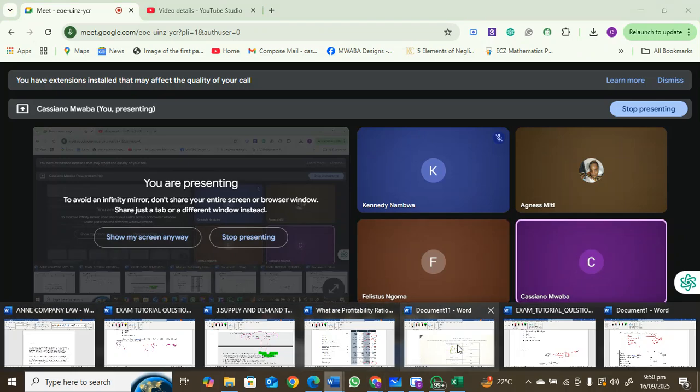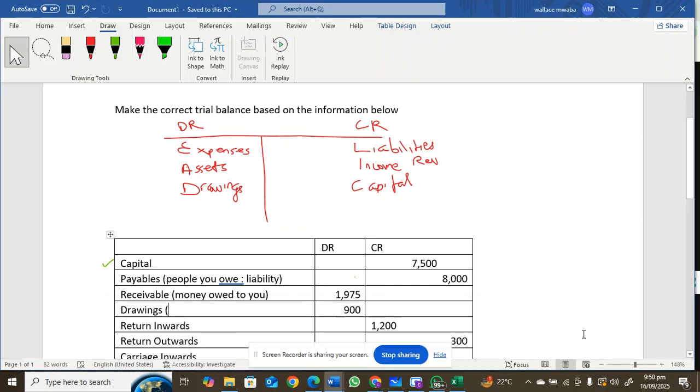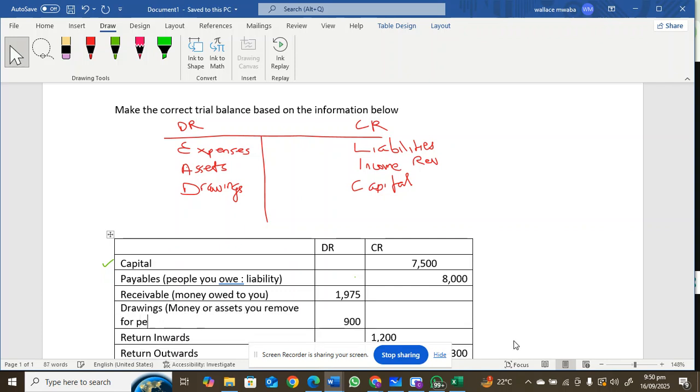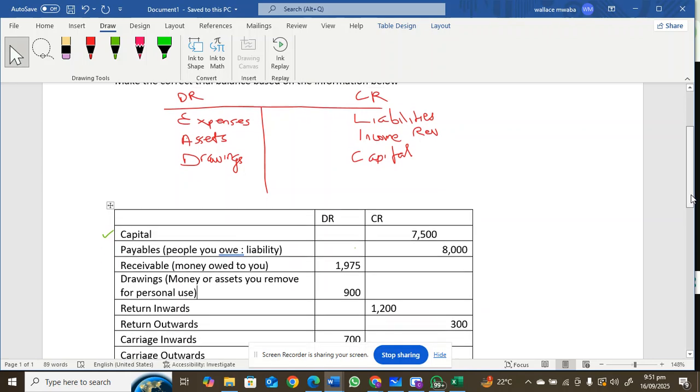Okay. Drawings is money that you remove for personal use. Money or assets you remove for personal use. Okay. Drawings is a contra capital account. It reduces capital. Capital increases with credit, so drawings increases with debit. Yes. Any questions?